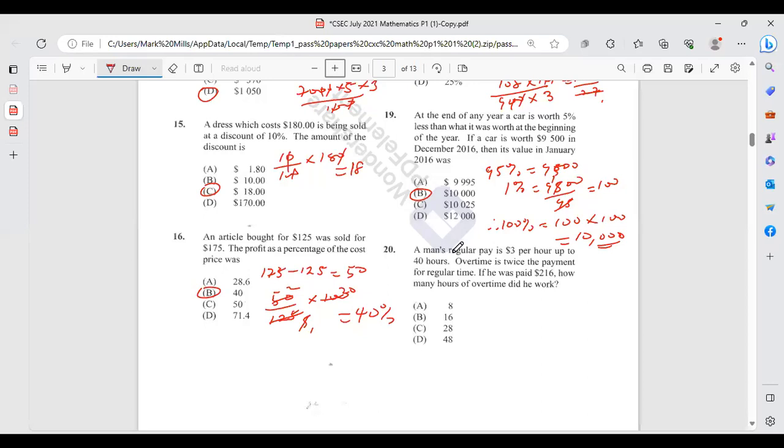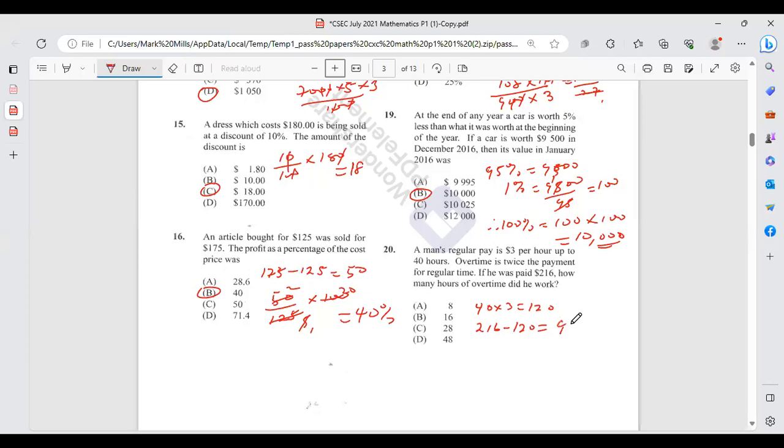Okay, so let me see. A regular pay of $3 per hour up to 40 hours. Overtime is twice the payment. If he was paid 216, first of all, we find the regular pay. So that means 40 times 3, which gives me 120. Am I right? Yes, sir. Then we subtract the regular pay from the total. What do we get?